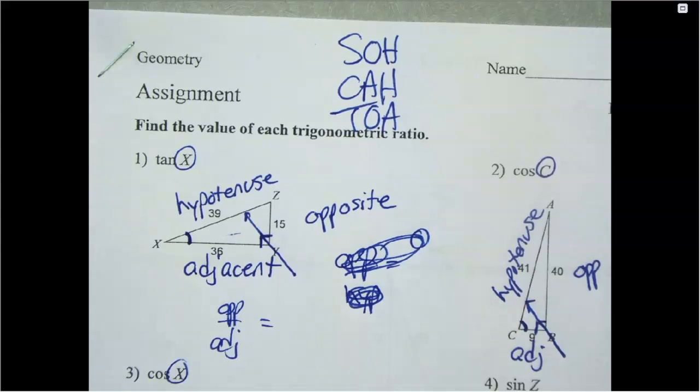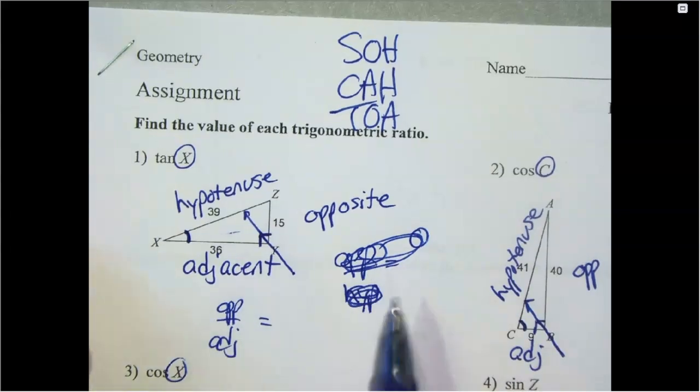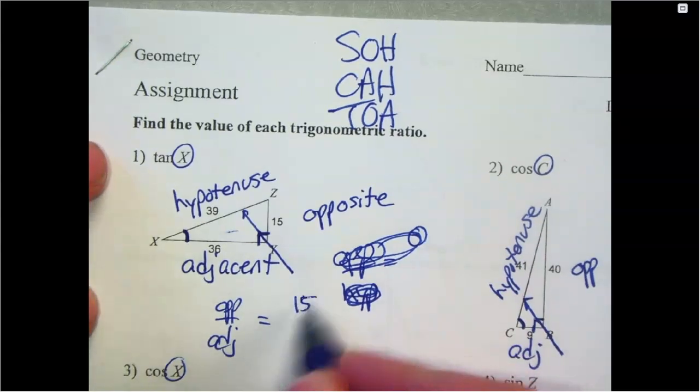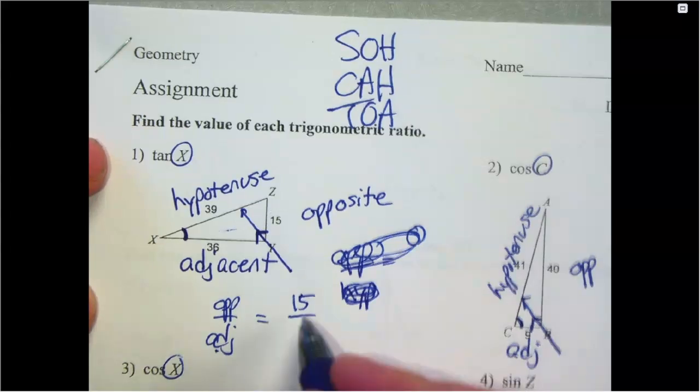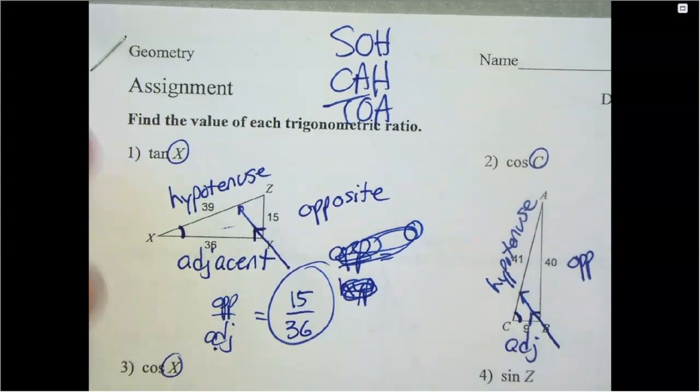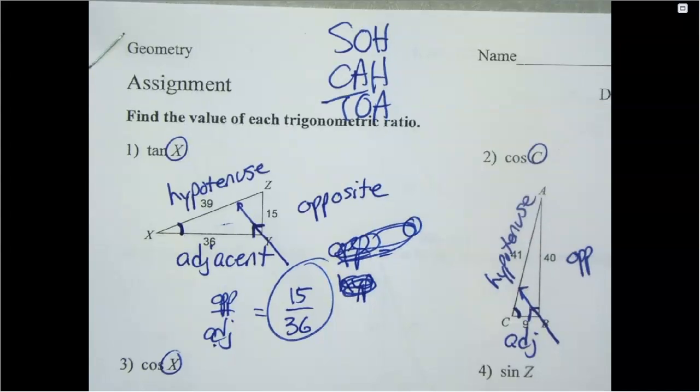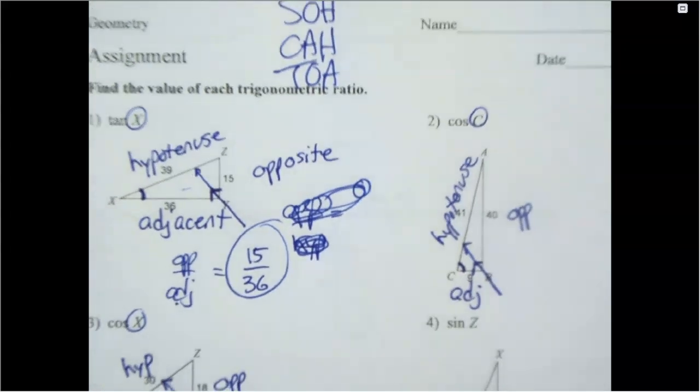All right, so tan of x is the side that I labeled opposite. How long is the side I labeled opposite? 15. And then divided by how long is the side I labeled as adjacent? 6. And I don't need you to reduce it. I don't need you to divide it. You get a decimal. You just stop, and that's your answer.